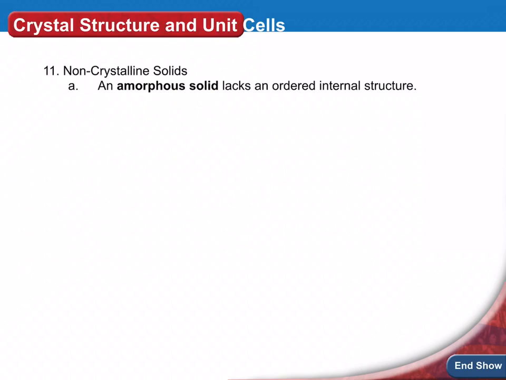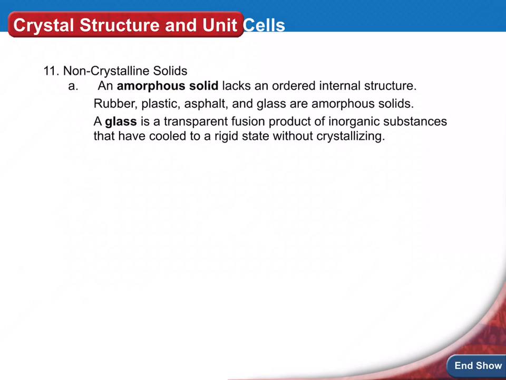Now, non-crystalline solids. These are solids that don't have an orderly crystal structure. We call those amorphous solids. They do not have an ordered internal structure, and this would be stuff like rubber, plastic, asphalt, and glass. Glass does not have an ordered structure. A glass is a transparent fusion product of inorganic substances that have become rigid. So we can make glasses out of different substances.